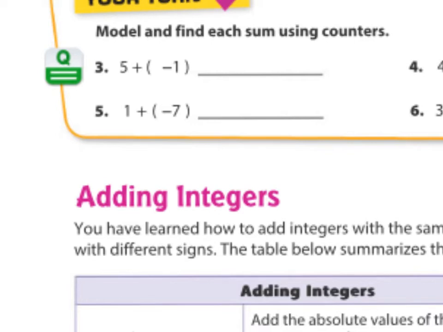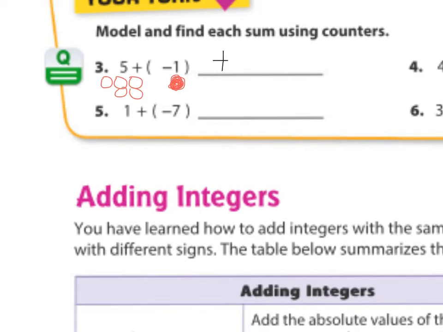So number 3, if you had 5 positive counters, and you had a negative counter, okay, what do you have more of? Do you have more positive numbers or do you have more negative numbers? Well, you have more positive, so our answer is going to be positive.